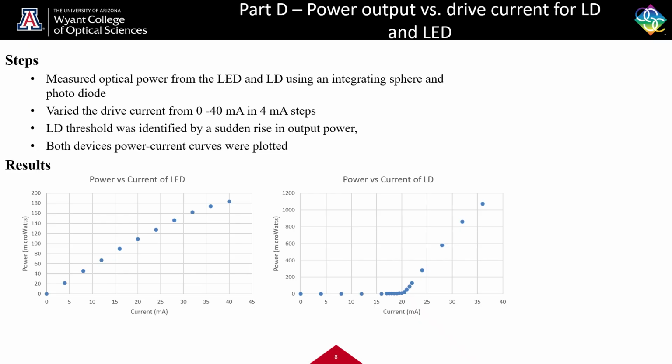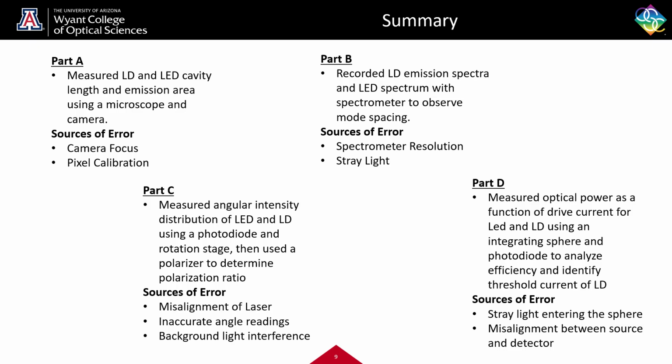and then we plotted the power versus current for both sources. And then to summarize, some sources of error for each part include: for Part A, camera focus and pixel calibration; for Part B, spectrometer resolution and stray light from surrounding sources; Part C, misalignment of the laser and accurate angle readings, or the same as Part B, background light interference; and then Part D, stray light or misalignment between the source and the detector.